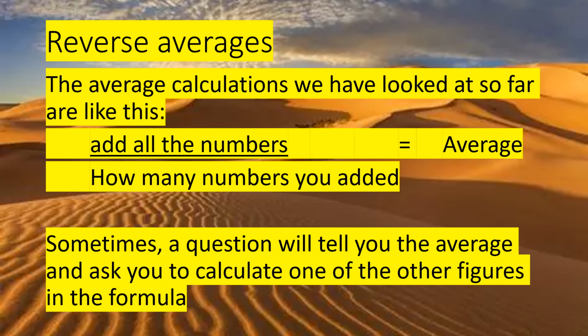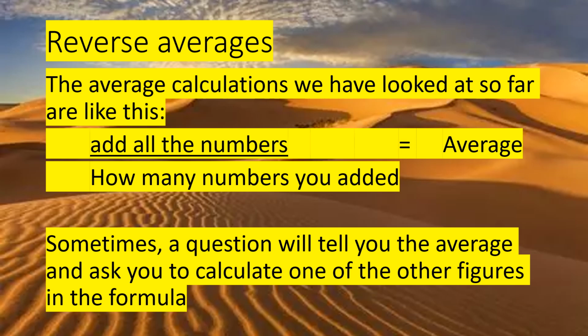Now we're going to look at reverse averages. Reverse means backwards, so it's like backwards averages. The average calculations that we've looked at so far are like this. On the top, we have add all the numbers. On the bottom, we have the number of numbers we added, and the answer is the average.